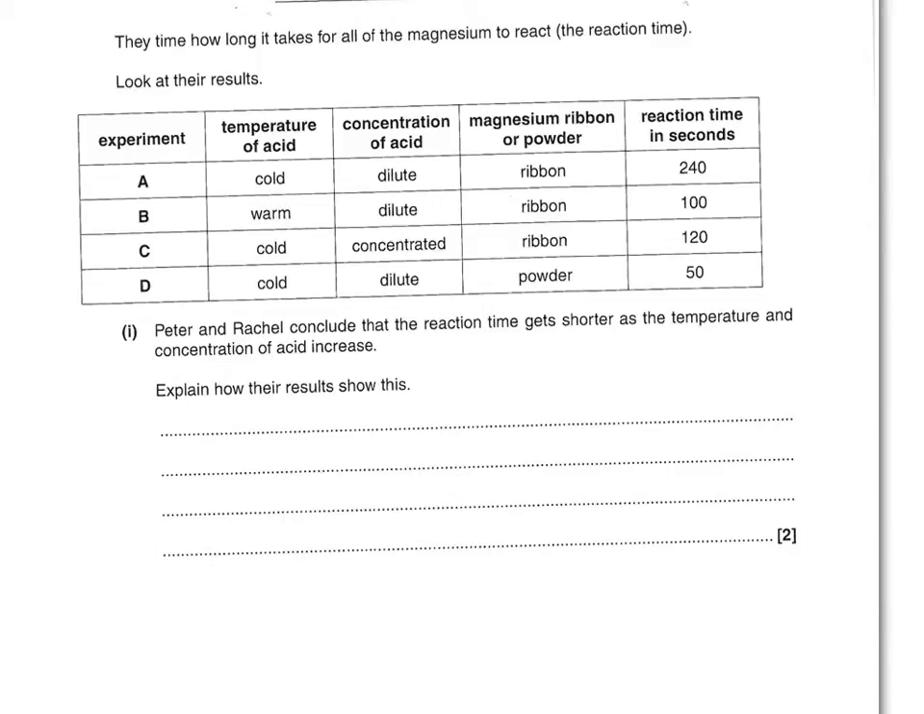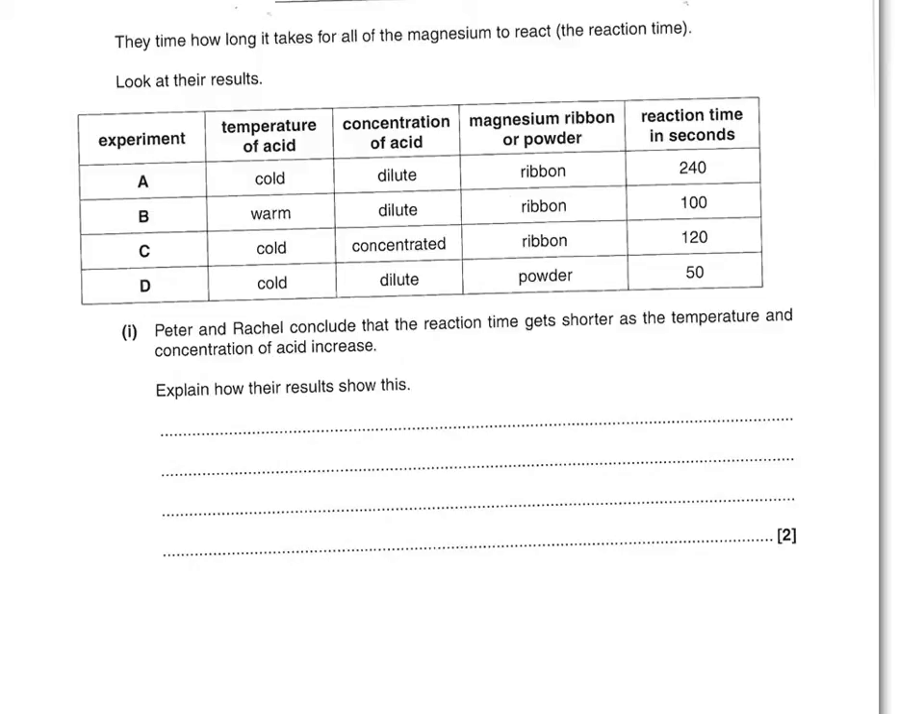So here's reaction time in seconds. You can see that they've got different reaction times. As the temperature of the acid goes from cold to warm, you can see the reaction time went down. So there's one bit of evidence. In experiment A and B, the reaction time got shorter. So that one shows that temperature makes reaction time go shorter, and the 2 that will show that the concentration makes reaction time go shorter are A and C.